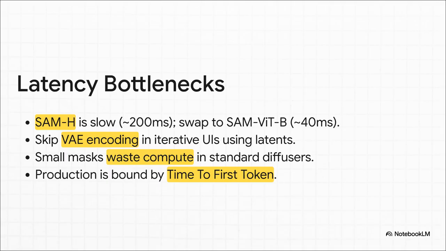Hitting that ruthless 5-second mark means you are basically going to war with bottlenecks at every single stage. In production framing, you're often totally bound by time to first token, meaning how fast you can actually get the generation started. Look at the crazy adjustments developers have to make. The high-quality SAM HMask generator takes a sluggish 200 milliseconds, so you have to swap it for SAM VIT-B to get that down to 40 milliseconds with barely any quality loss. Also, if a user is doing iterative edits in a UI, please don't waste half a second re-encoding the image through the VAE every single time. You just pass the previous latents directly and skip that step entirely. Every single millisecond counts here.